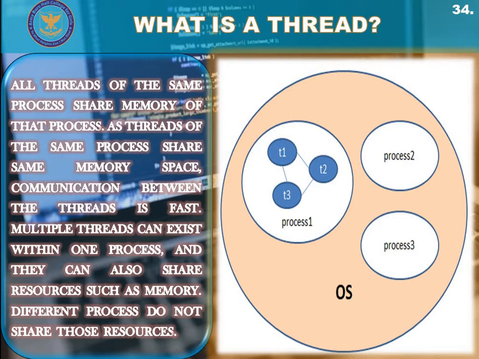We are repeating the points again and again. In the diagram displayed on the screen, you can see that the operating system is controlling multiple programs, and inside the programs the operating system is controlling multiple processes. You can see that there are three processes: process 1, process 2, and process 3. Process 1 has 3 threads working inside it. T1, T2, and T3 mean thread 1, thread 2, and thread 3. So a process can have multiple threads working inside it.